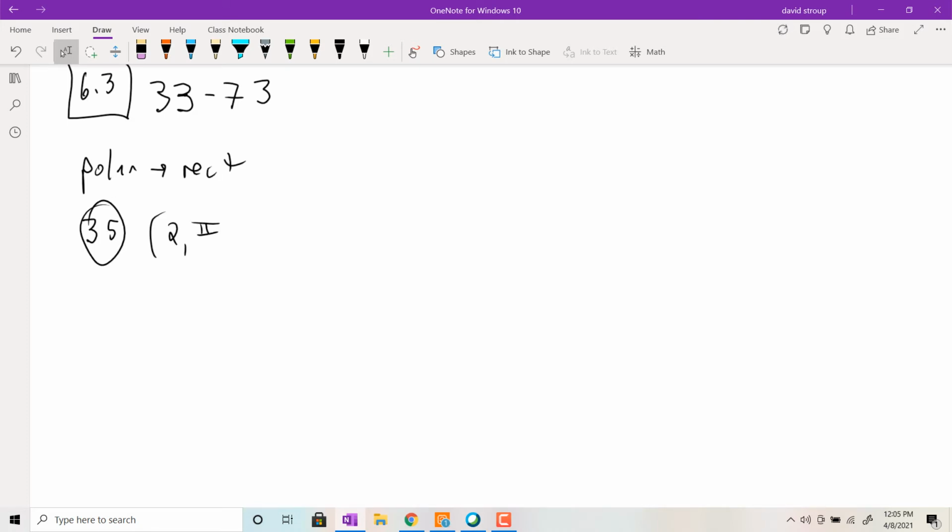2 comma pi over 3, and I want to convert that into the rectangular coordinate system. I like to draw a graph. In the other version, when you go to the rectangular or the polar, you have to draw the graph. But here, you might as well.